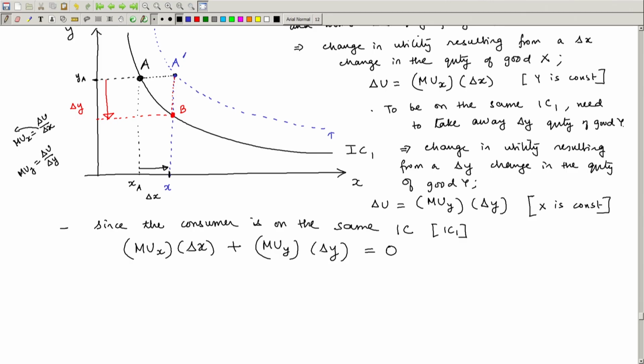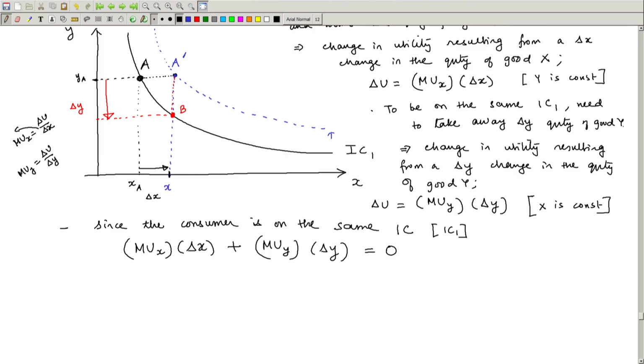Otherwise, if they did not add up to 0, then there would have been either a net positive gain or a net negative gain. So, either his utility level would have increased net, in which case he would have moved to a higher indifference curve, or his utility level would have decreased net, in which case he would have moved to a lower indifference curve. But that is not the case. We can see that bundle B is on the same indifference curve as bundle A. They are both on IC1.